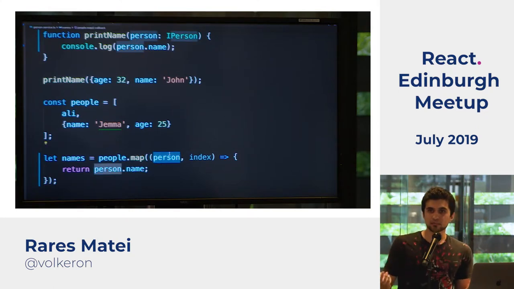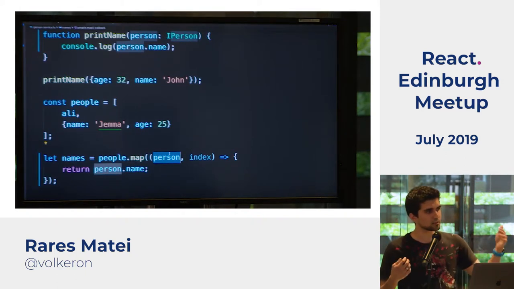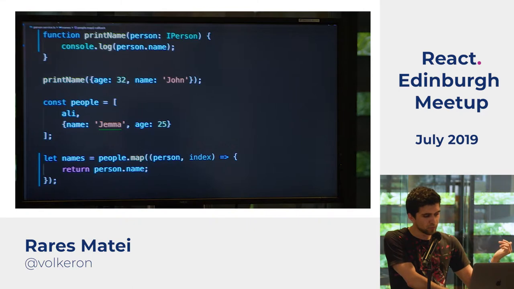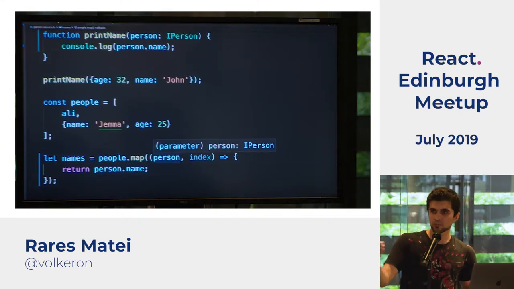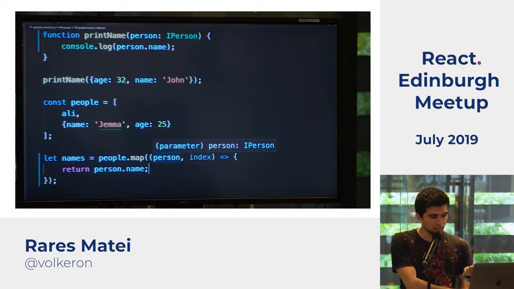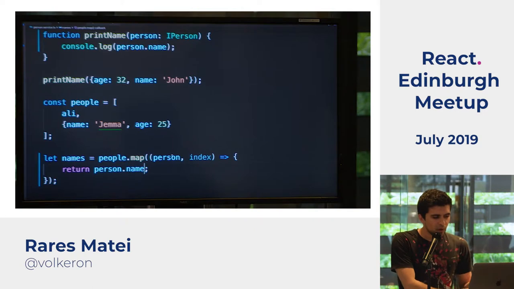Like it even tells you, it knows what types of parameters map accepts: a person, and the second one is an index. If I hover over it, you can see that each person, whenever that function will be called, will be of type IPerson. So it's going to let me call name on it. If I try to call anything else on it, again, it's going to complain. So how does it know that?